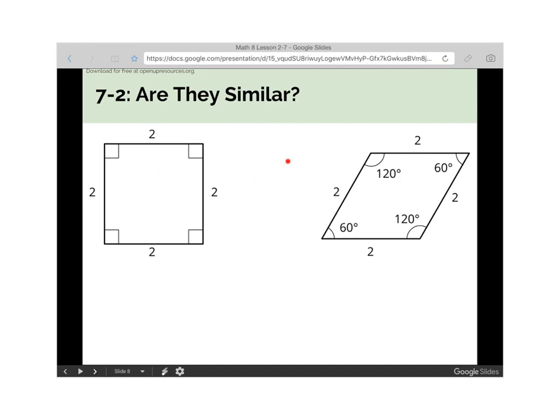You should see two shapes that look like this. I'm going to read what it says below.